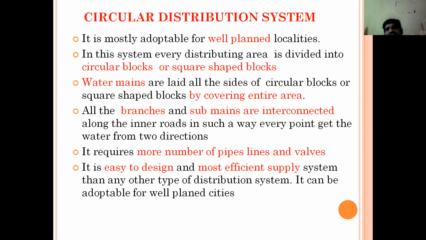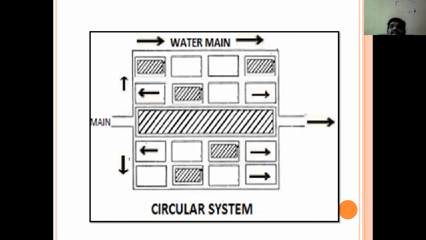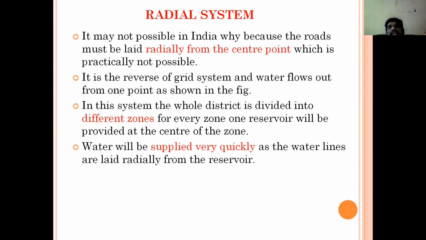Every distribution area is divided into circular or square-shaped blocks. Around those blocks, water mains will be laid. All the branches and sub-mains are interconnected along the inner roads in such a way that every point gets the water from two directions. It requires more valves and pipelines. It is a highly efficient supply system for well-planned localities, and it is easy to design also. Okay, this is about the circular system, and the last one, the fourth one, is the radial system.